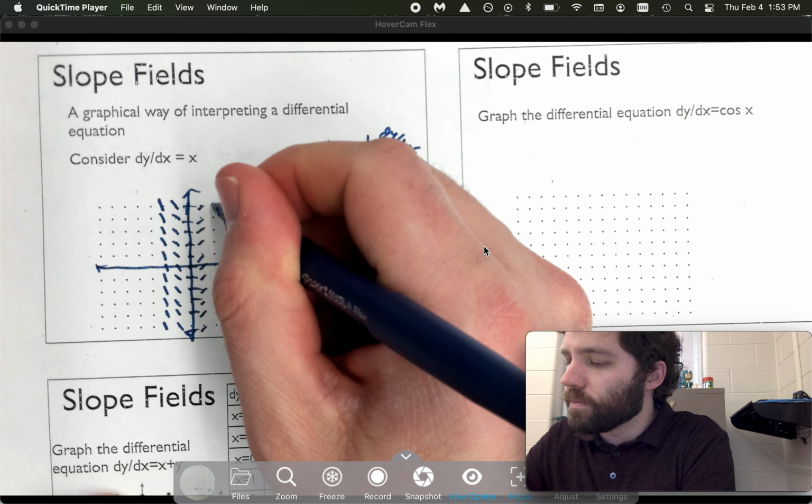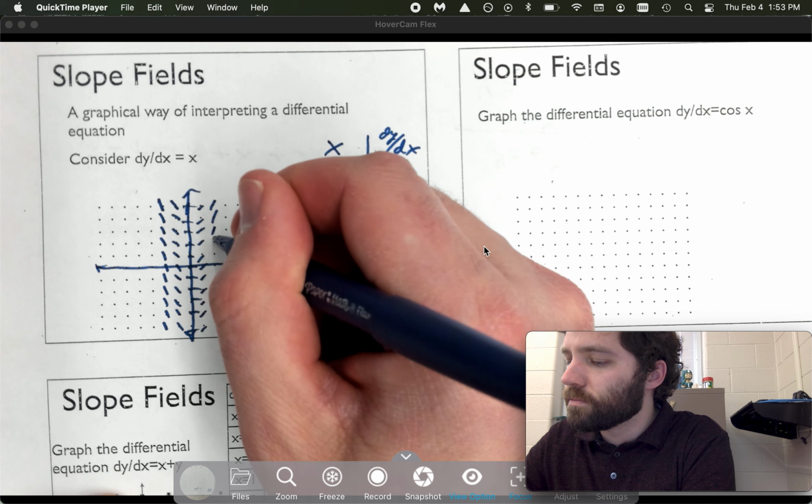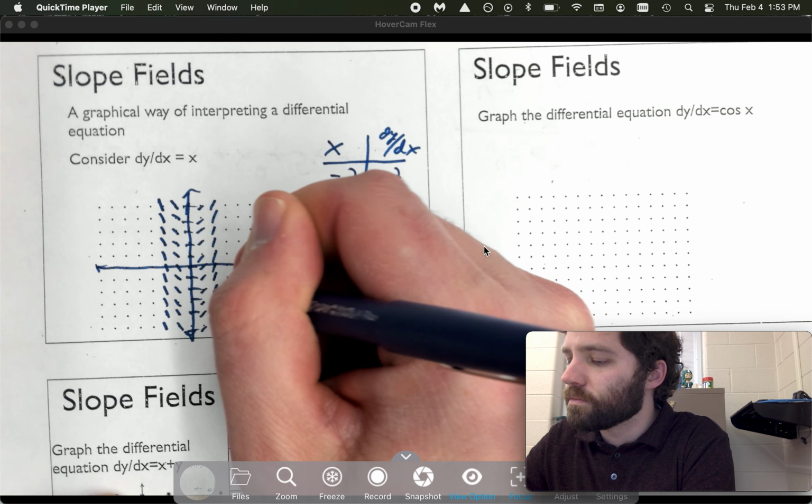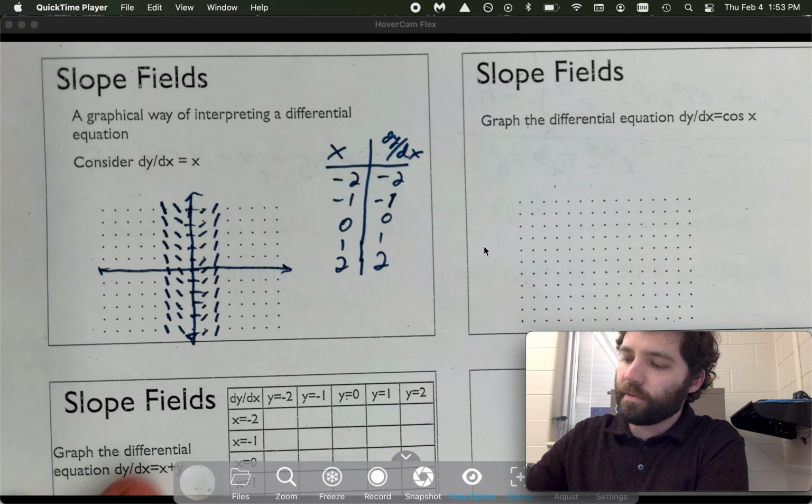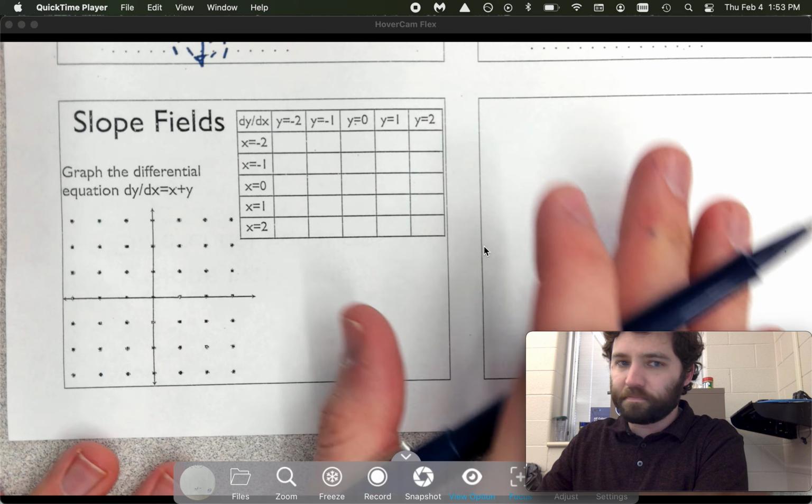And then 2 at 2. 1 at 1 and 2 at 2. All right? And so that's how you create a slope field. We're going to skip this one over here, and we're going to go right to this one here.